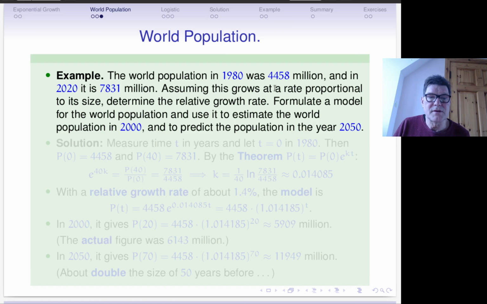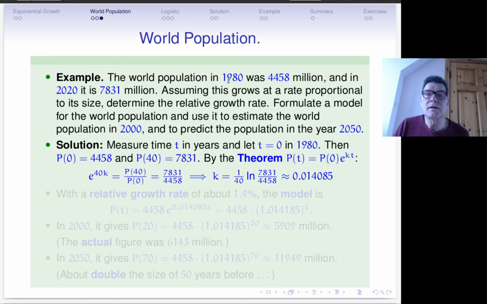In order to set this up, let's decide that 1980 is 0.0 in time. Then, let's measure the world population in millions. Then P of 0 is 4,458, and the other number we're given is 40 years later. That's P of 40 is 7,831.